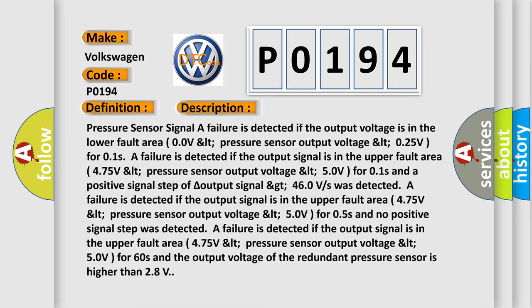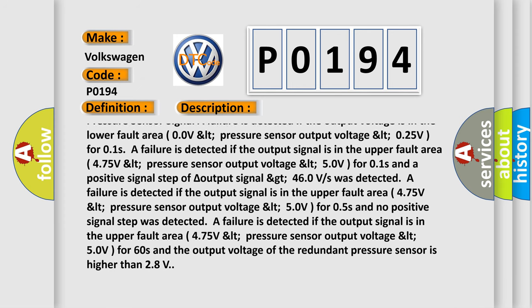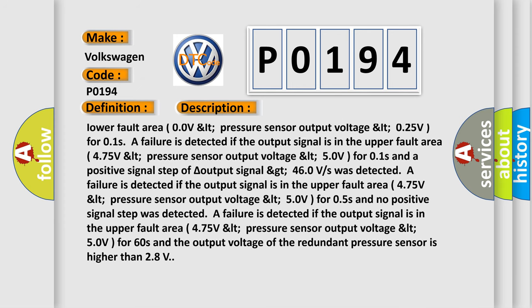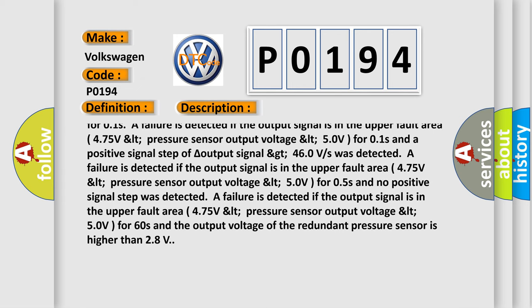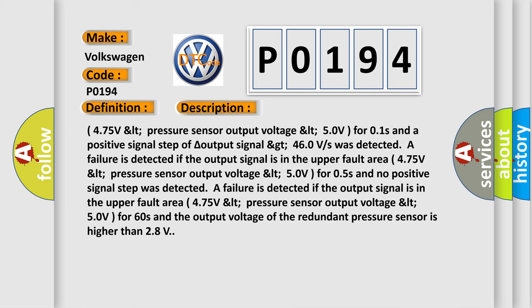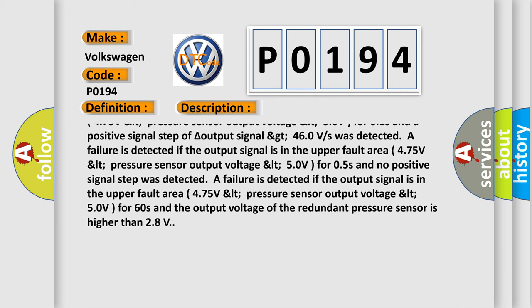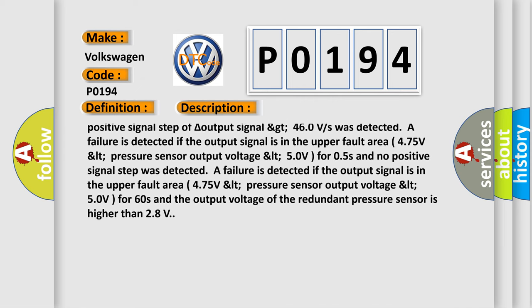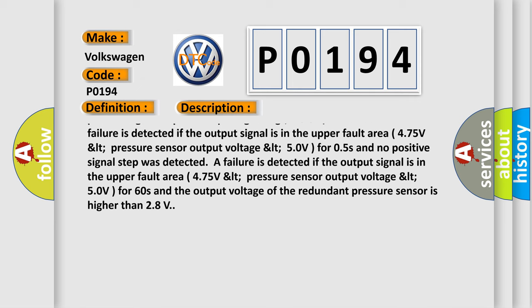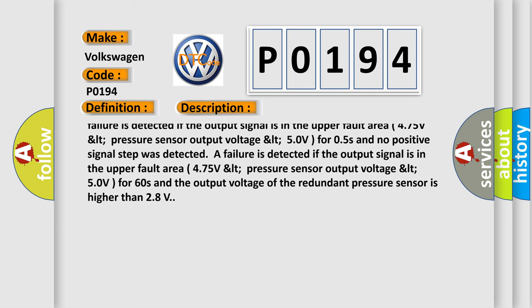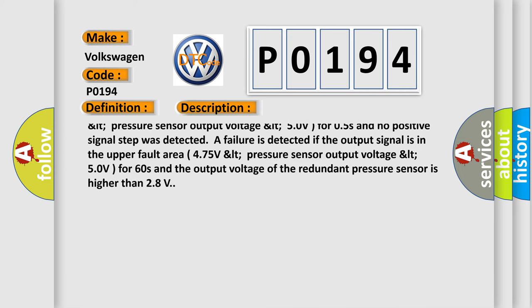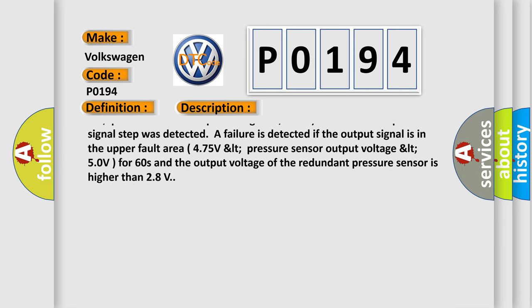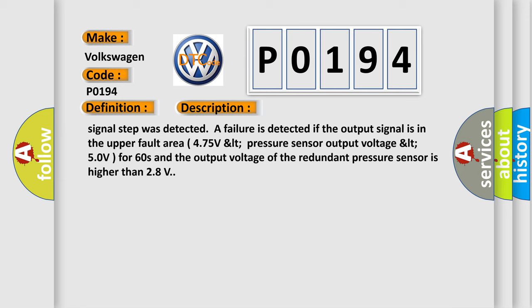A failure is detected if the output signal is in the upper fault area, 4.75 V LT pressure sensor output voltage LT 5.0 V for 0.1 s and a positive signal step of delta output signal GT 0.460 V was detected. A failure is detected if the output signal is in the upper fault area, 4.75 V LT pressure sensor output voltage LT 5.0 V for 0.5 s and no positive signal step was detected.